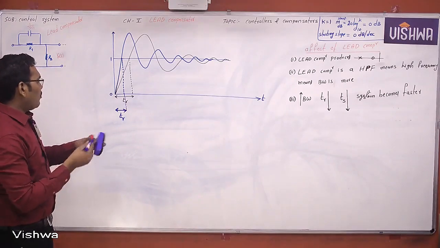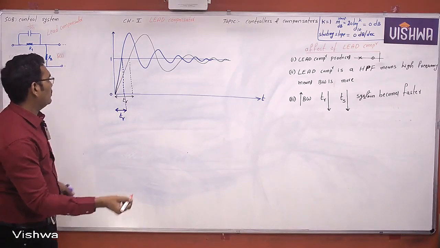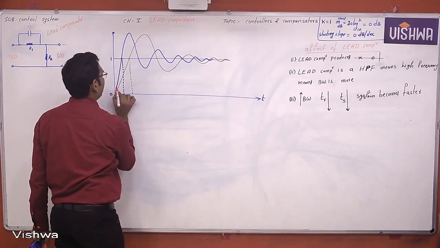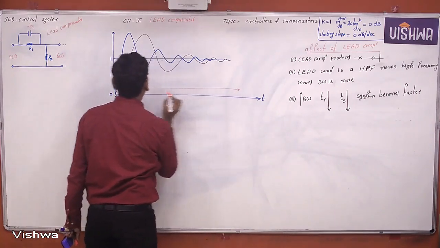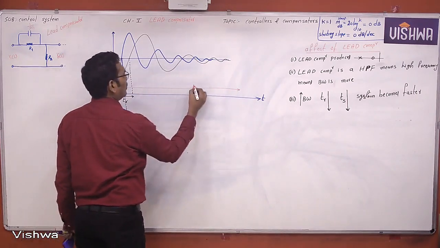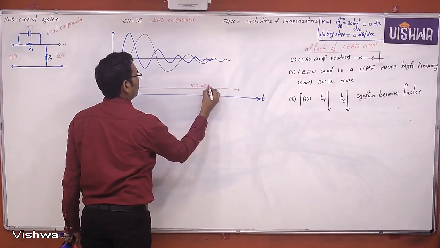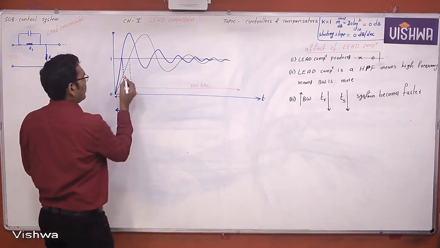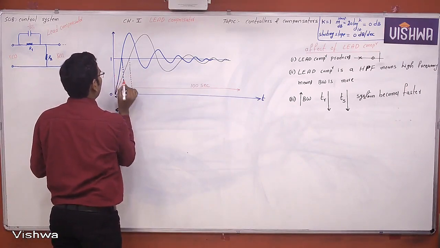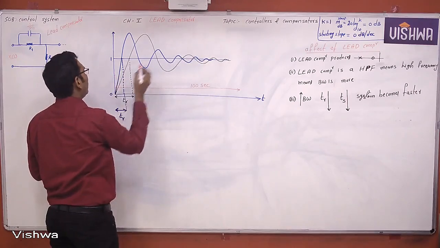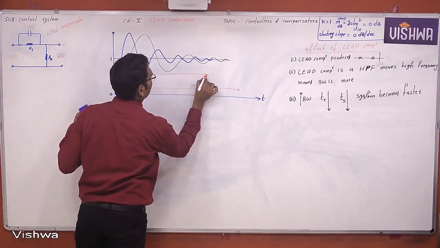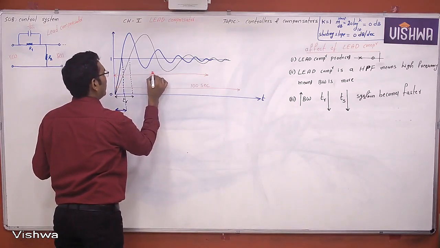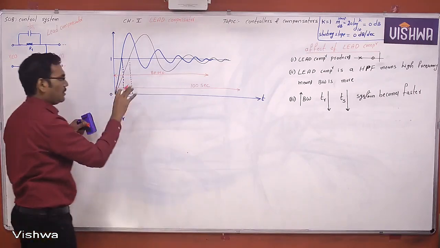Now tell me, what is the settling time? The time taken by the response to reach its final value is called the settling time. Previously this settling time was 100 seconds. The time taken by the response to rise from 0 to 100% is rise time, and to reach the final value is called settling time. Now this is the final value. Let us take some 80 seconds as an example.